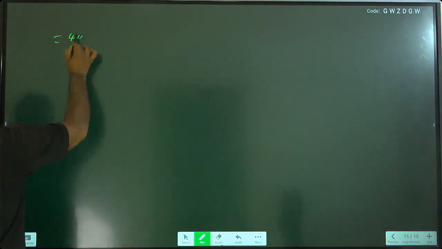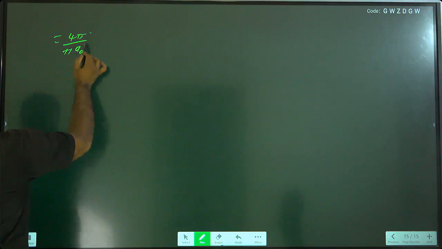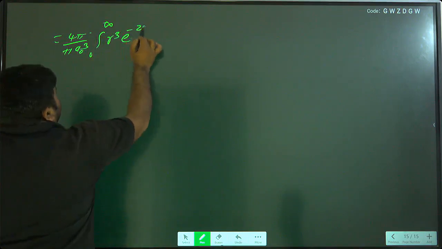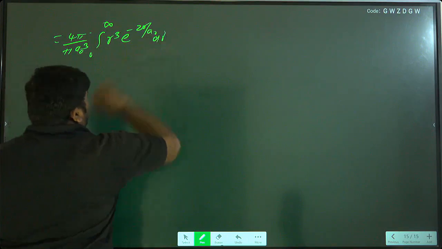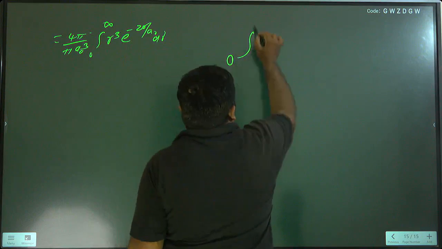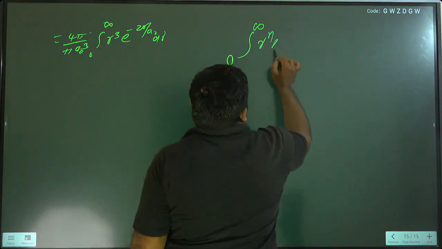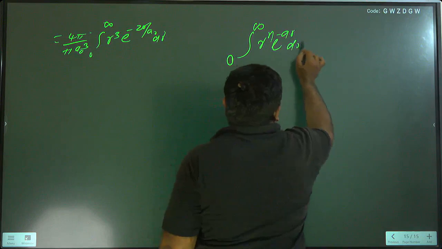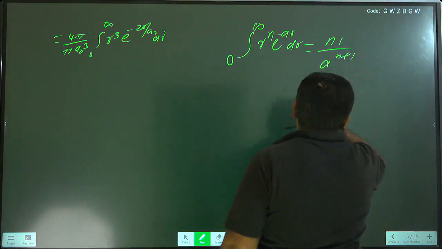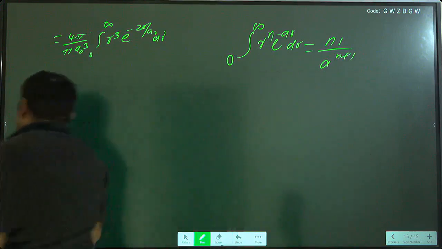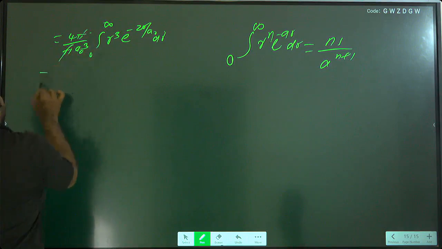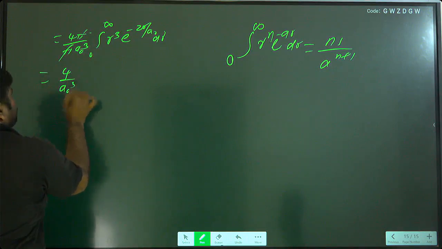Okay, this is equal to how much? 4 pi upon pi a naught cubed, limit 0 to infinity r to the power 3 e to the power minus 2r upon a naught into dr. Which formula do we need to remember? Limit 0 to infinity r to the power n e to the power minus ar dr is equal to n factorial upon a to the power n plus 1. Okay, compare. When I compare, we get the value of n. Then pi and pi get cancelled, leaving 4 upon a naught cubed.